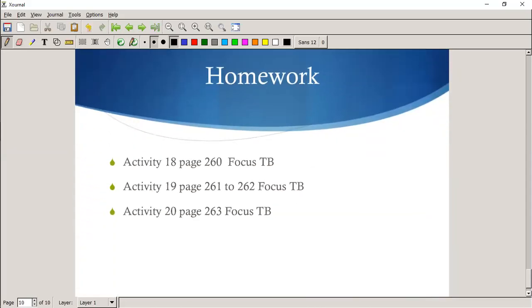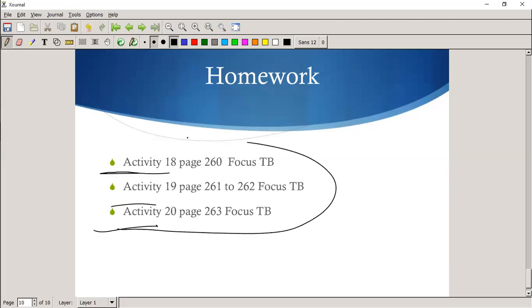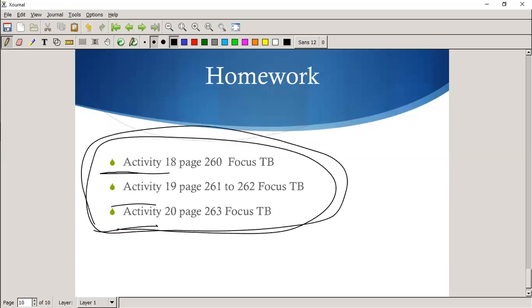Okay, guys, this is your homework. There's three activities that you need to do. And what I'll do in tomorrow's lesson is I will just simply discuss these three activities. So it's for tomorrow's lesson, we will be discussing these three activities. Are there any questions at this stage?